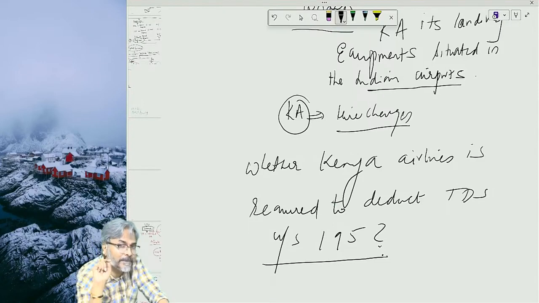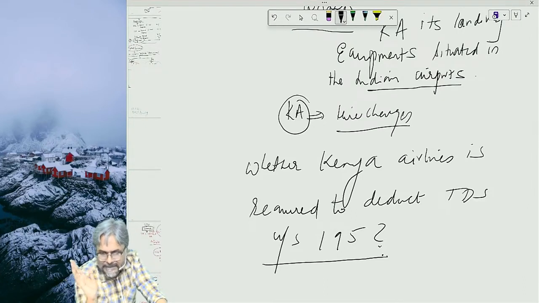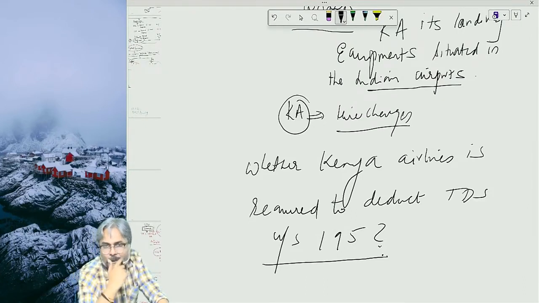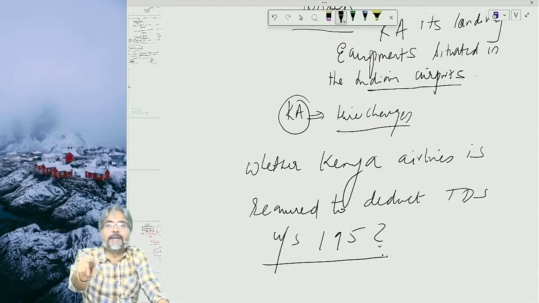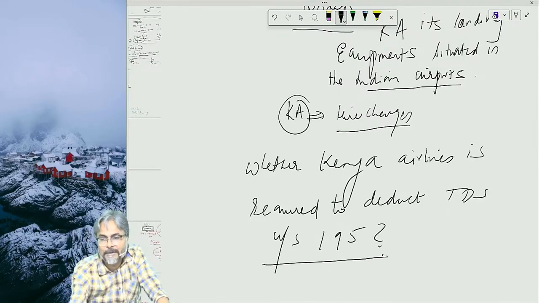Use our landing equipment. Therefore, obviously, at a charge of $25,000 per month. That is the charge that they fixed. Now the question to all of you is: Kenya Airlines, when they are making the payment, on the payment, whether 195 TDS will be required or not.